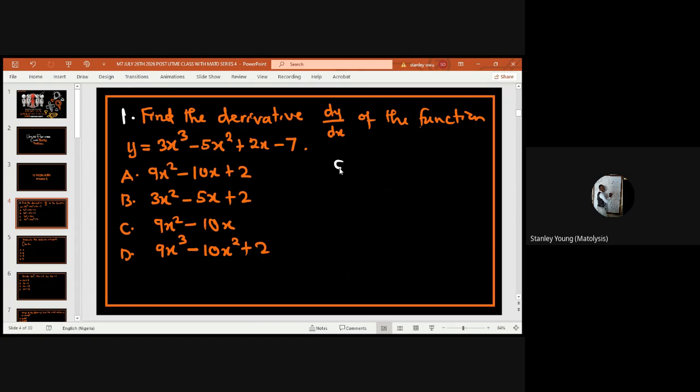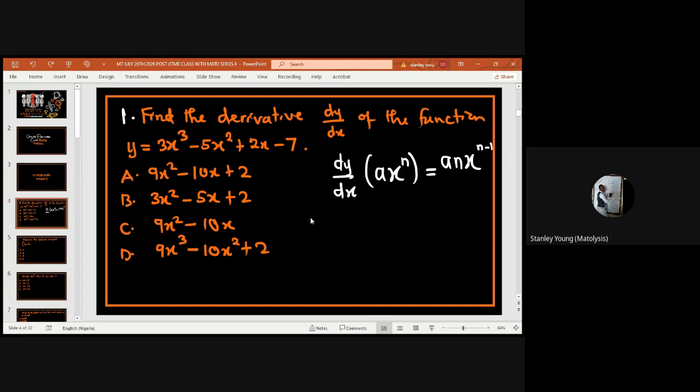Given a function ax to the power of n and you differentiate this, all you need to do is multiply a and n. You have x to the power of n minus 1. Get that? So we do a times n, then you subtract 1 from the power.